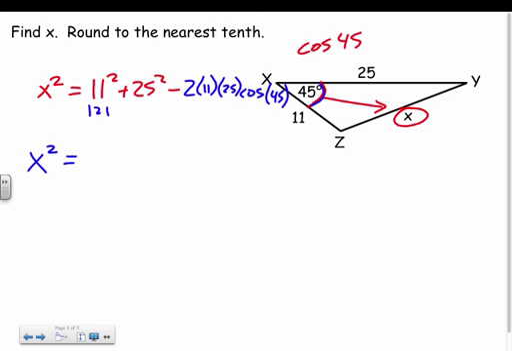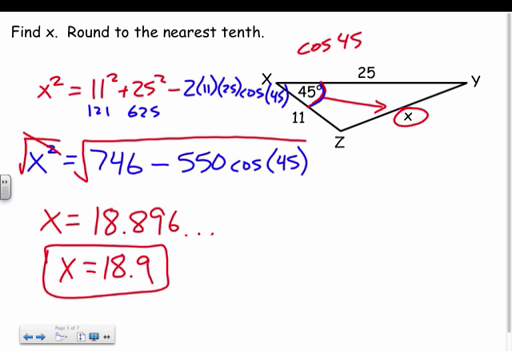So x is going to equal, so I got to type this whole thing into my calculator. I got to go the square root of 746 minus 550 times the cosine of 45. Don't forget to end your parenthesis. And we end up with 18.896, blah, blah, blah. It says round to the nearest tenth, so x equals 18.9 for a distance.